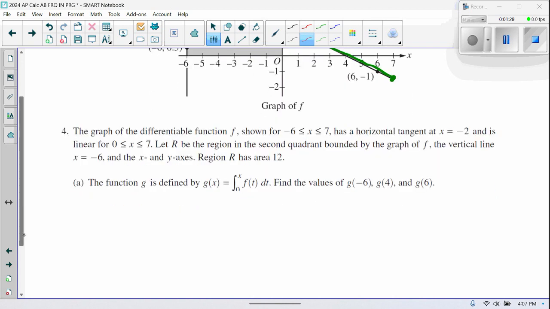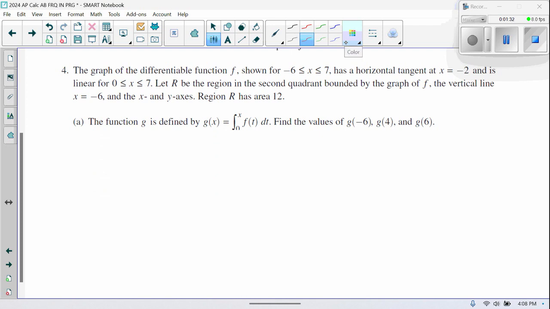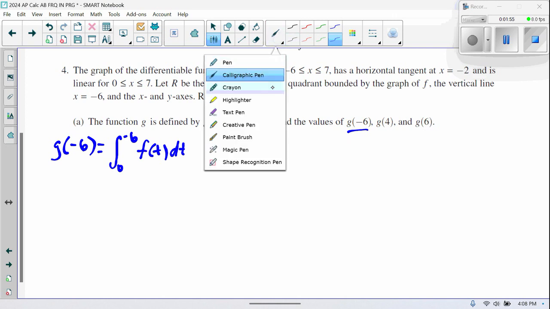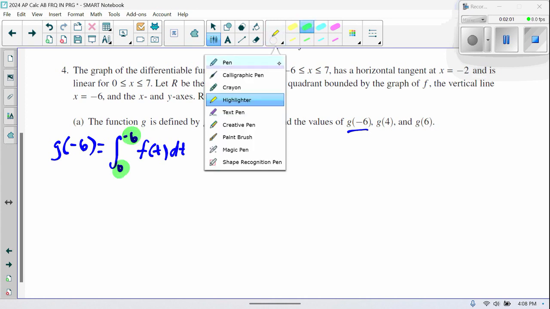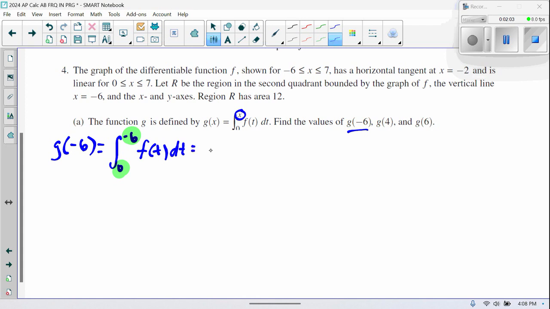All right. Let's start with g of -6. If I want to find g of -6, I am just throwing a -6 in for my x. So I'm going to integrate from 0 to -6, right? F of t dt. Right now, I should know that my bounds, the smaller values on top and the bigger values on the bottom, I can switch those, okay?